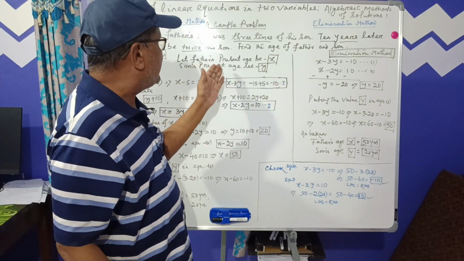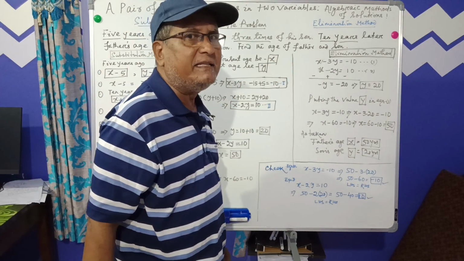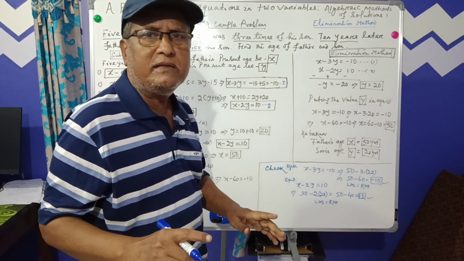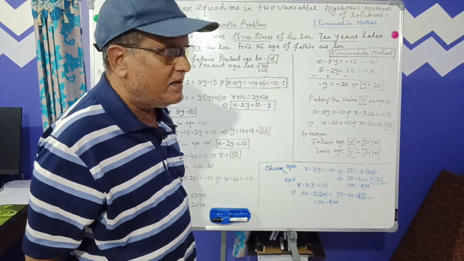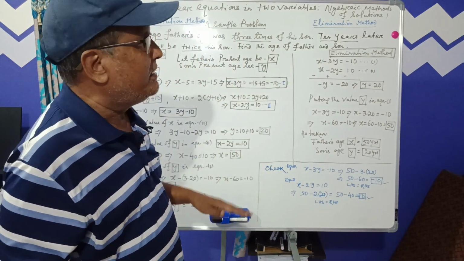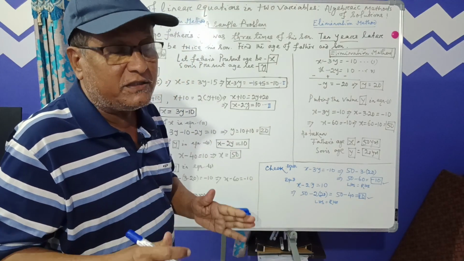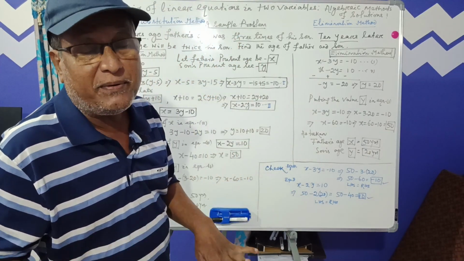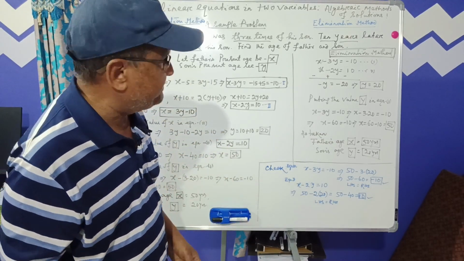So let the father's present age, present age means now, be x years. Similarly, the son's present age be y. So x and y are two variables. Let us put x and y satisfying the terms and conditions given here to form a pair of linear equations. This is very important. When a pair of linear equations is correctly framed, there will be no problem to proceed to solve and find the solution.